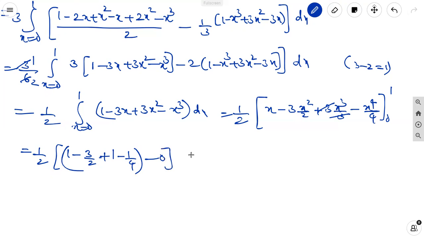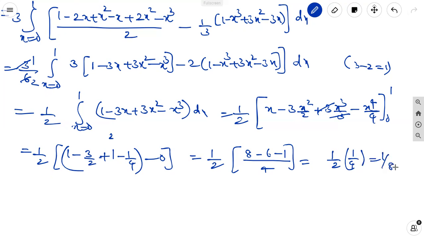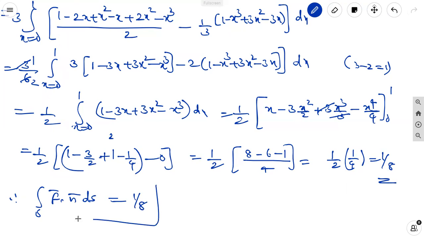The lower limit is 0. Taking the LCM, 1 by 2 into 4 is the LCM. 1 plus 1 is 2, 2 4s are 8 minus 3 2s are 6 minus 1. It is equal to 1 by 2 into 1 by 4, which is 1 by 8. Therefore, surface integral f vector dot n vector ds is equal to 1 by 8, that is the answer.